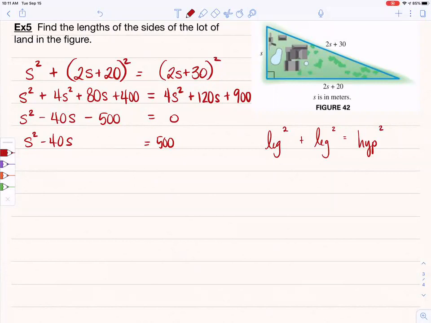All right, next in your how-to, it said take half of B, all right? So what's half of B here? Negative 20. And then I'm supposed to square that number. So negative 20 squared gives you 400. And what do you do with that number now? You add it to both sides. So I'm going to add 400 to both sides.